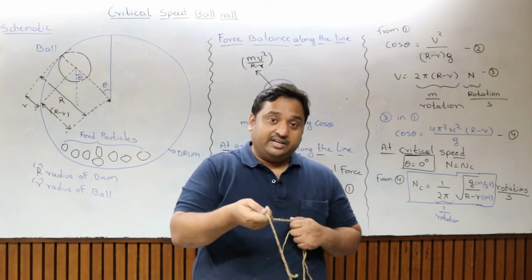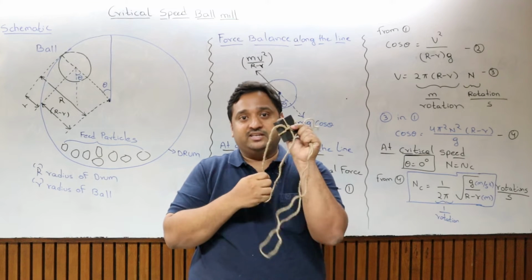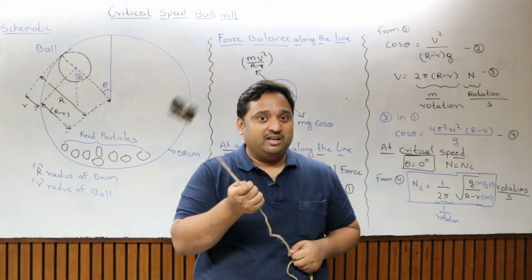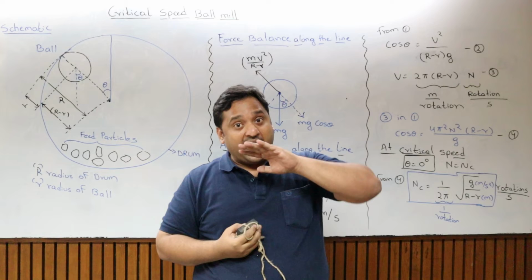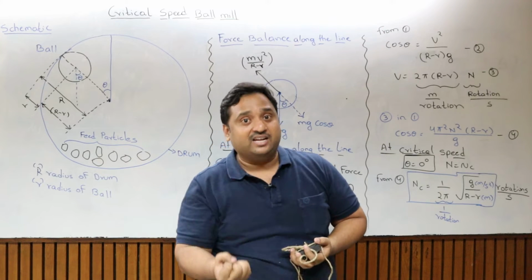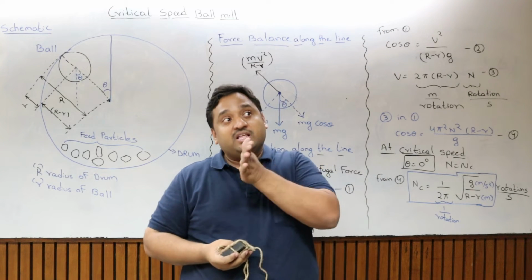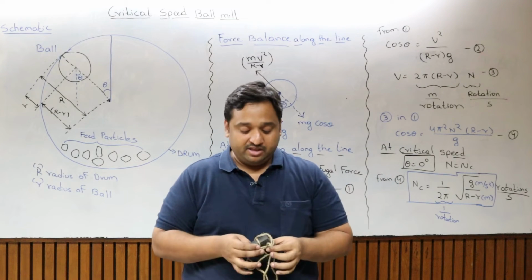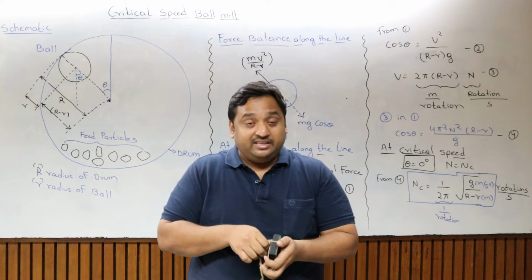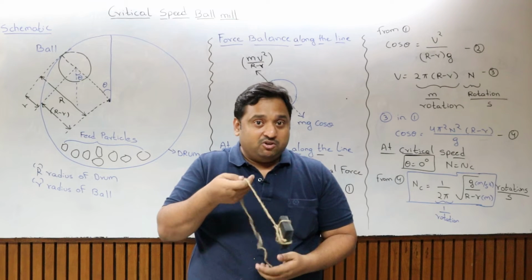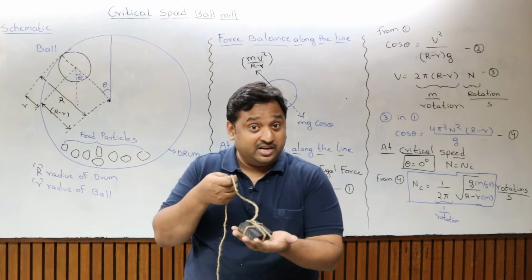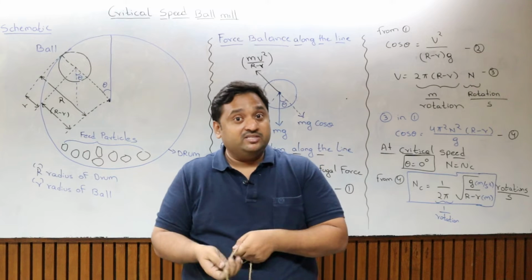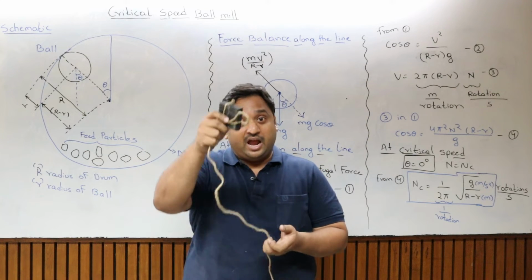Imagine this is the ball inside the drum which is getting rotated. Once I rotate it, there are two forces acting on this particular ball: the centrifugal force, which acts away from the center, and the gravity force, which acts downward. At any location, the centrifugal force and the gravity force act on any ball which is getting rotated. If I rotate the mill at lower speeds, the ball falls down. The greater the centrifugal force, the greater the height it is going to reach before getting dropped.